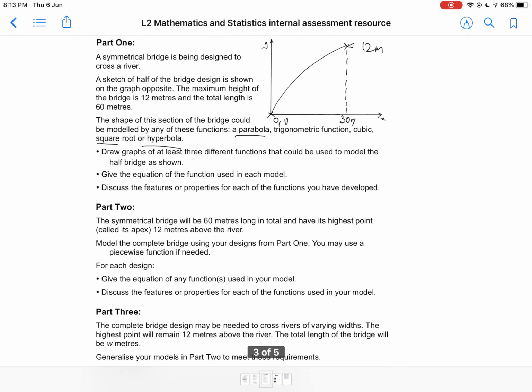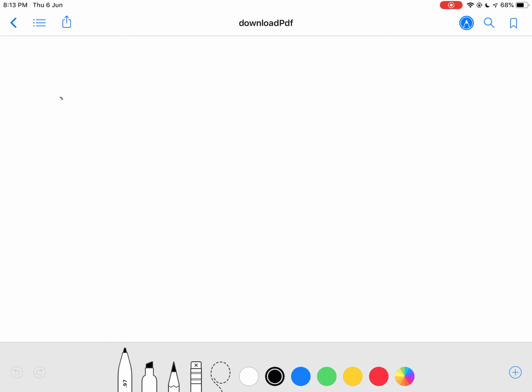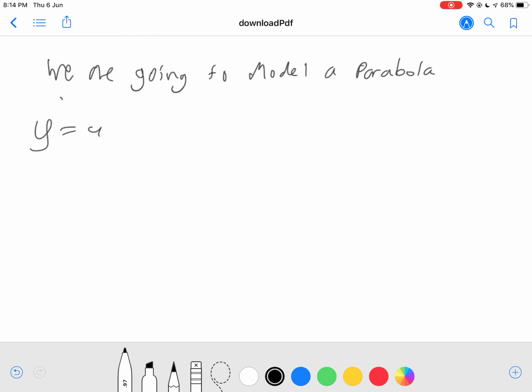Alright, I'm going to go to a separate blank document. I'm going to model a parabola. Remember, communication is very important. You have to communicate to the marker what you're doing during the internal. So the equation of a parabola, we can use y equals a, x minus h, x minus f. h and f are the x-intercepts.